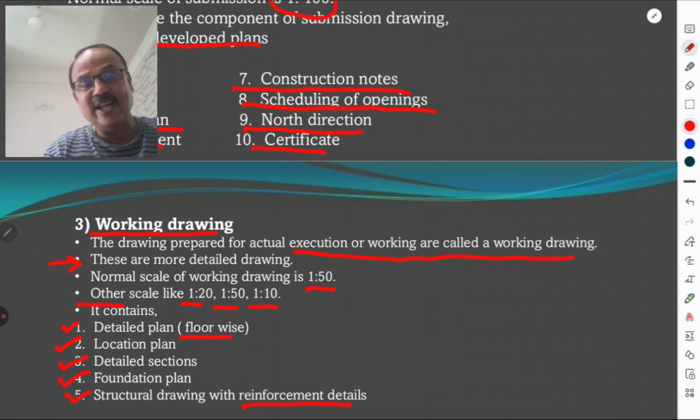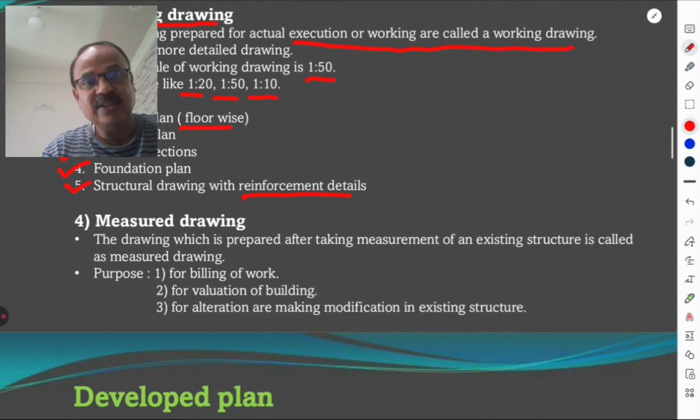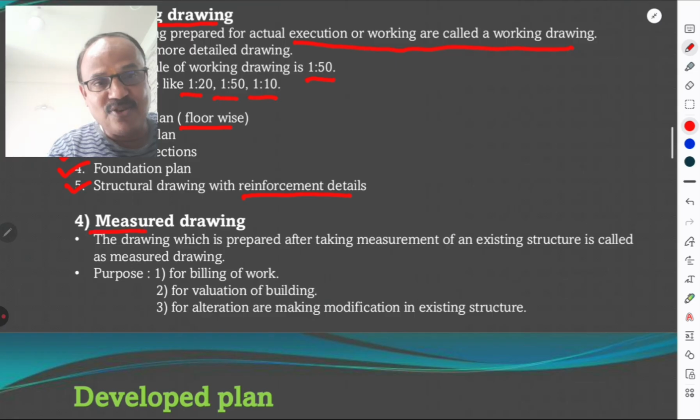So working drawing is important for the working foremen, supervisors, engineers as well as architects, because the work is done as per that working drawing. Then measure drawing. It is called an as-built drawing also. The drawing which is prepared after taking measurement of an existing structure is called a measure drawing.